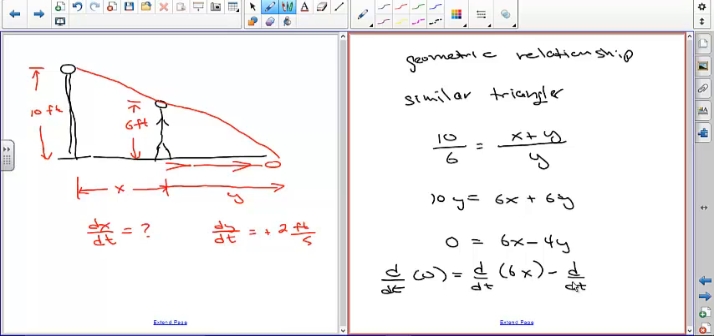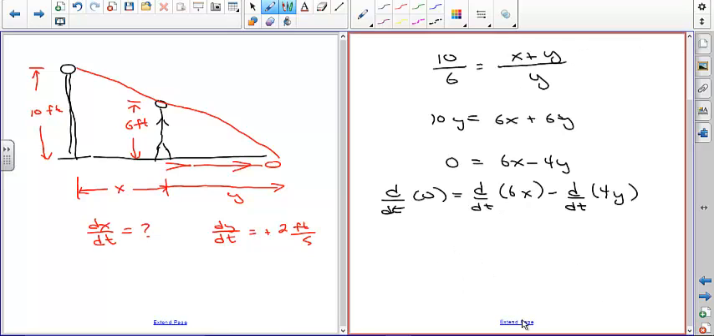So I'm going to let you do that because it's really easy. Go ahead and figure out the relationship and what we're looking for. It says if his shadow lengthens at a rate of 2 feet per second, how fast is he walking? So we're given dy/dt, so solve for dx/dt.